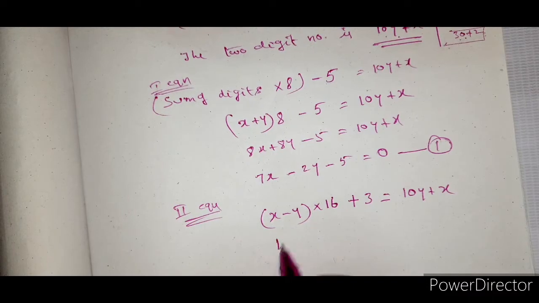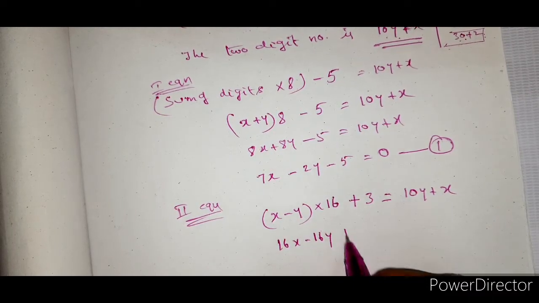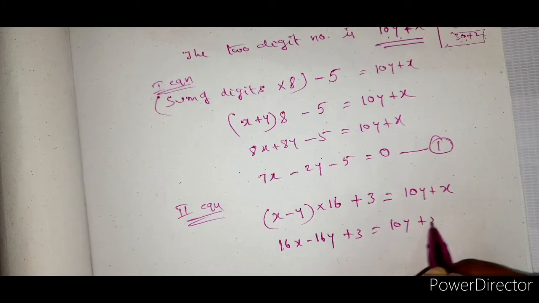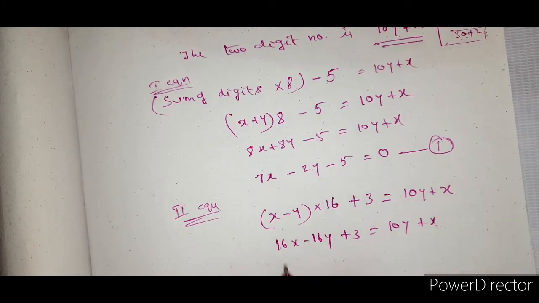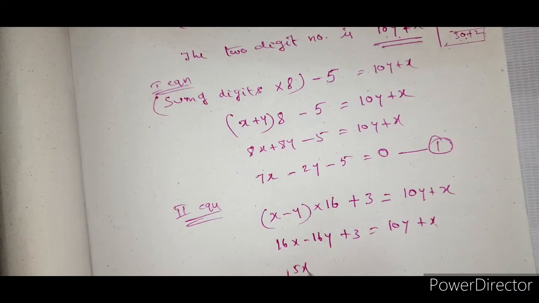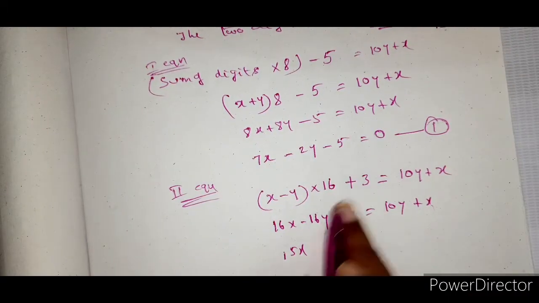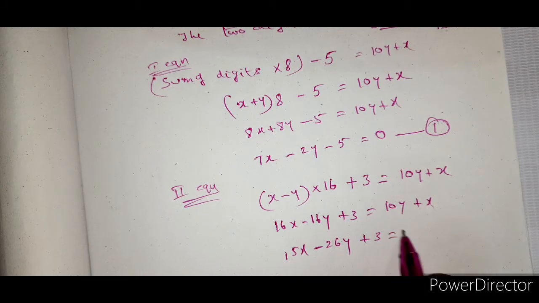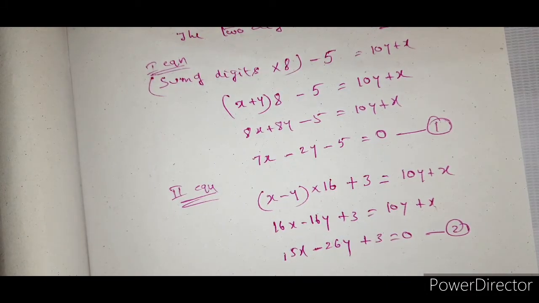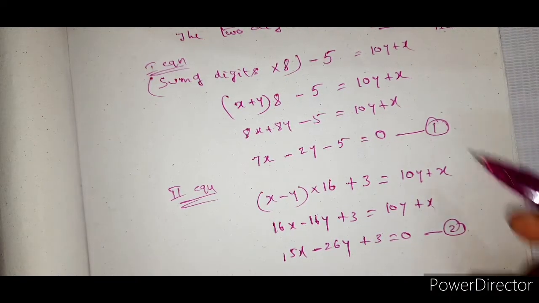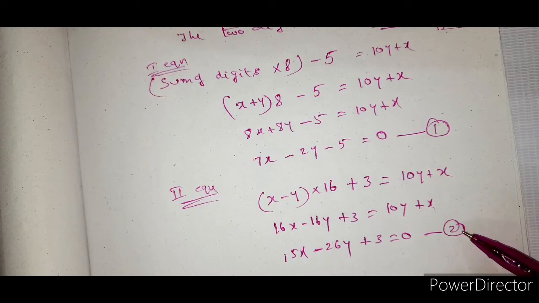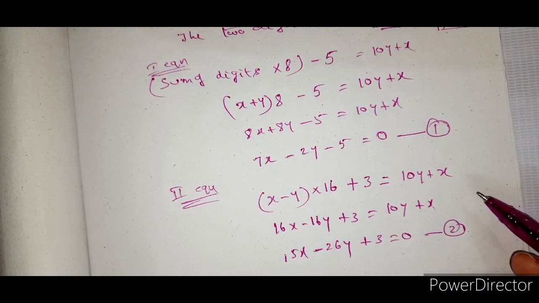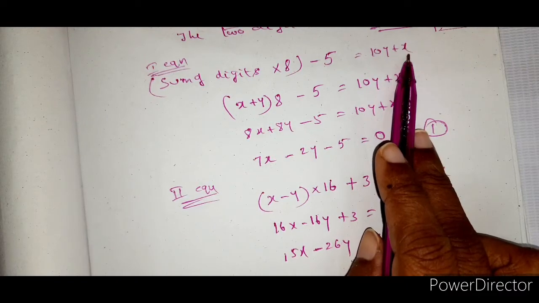And right now, again, 16x minus 16y plus 3 is equal to 10y plus x. Bringing all x and y terms to one side, 16x minus x is 15x, minus 16y minus 10y is minus 26y, plus 3 is equal to 0. This is the second equation. Now observe the first and second equations. Once we solve, then only we will get the x and y values. Thus we can find the 2-digit number by using 10y plus x.